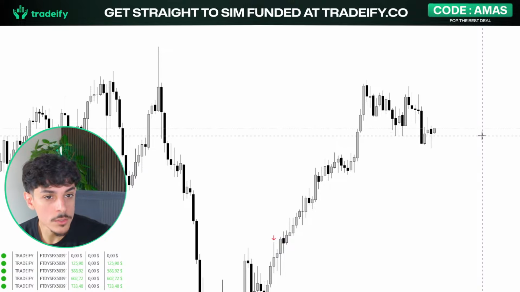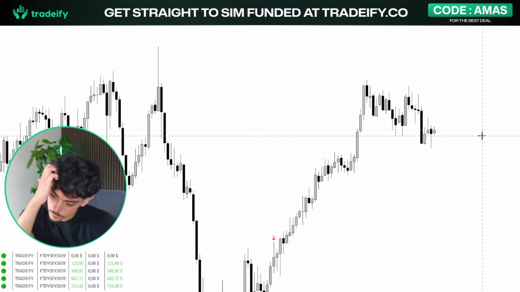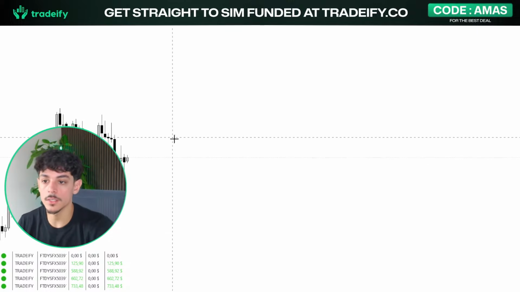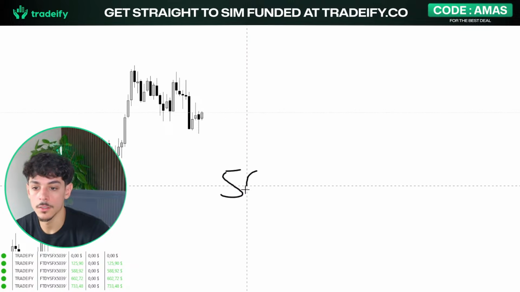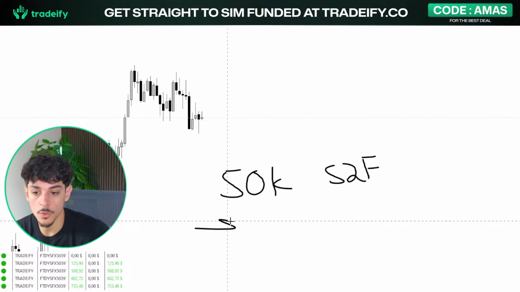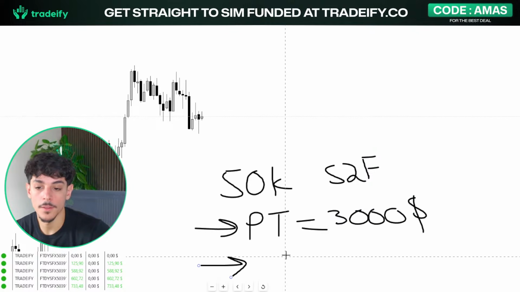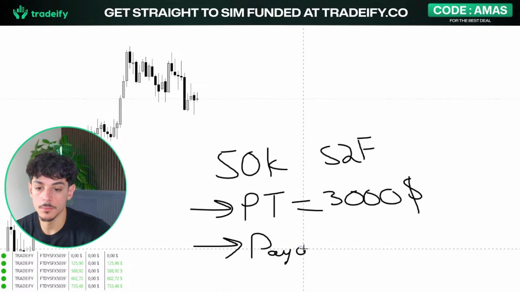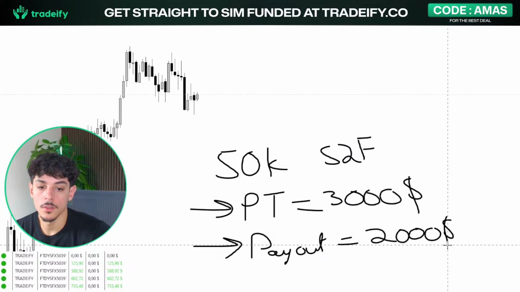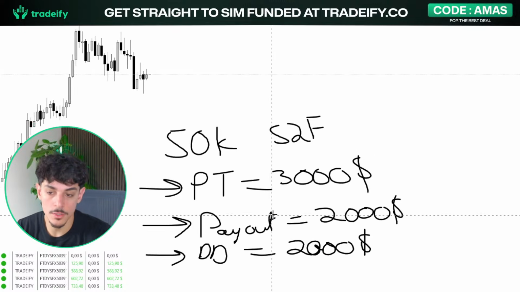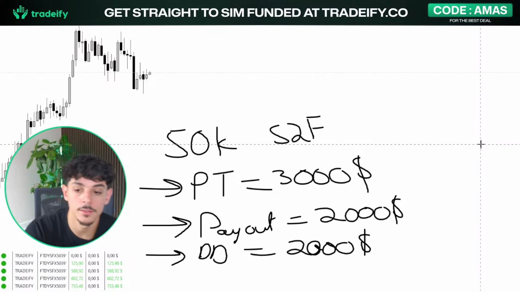One advice for trading straight to a sim funded account. I'm used to accounts with consistency rules. Are you used to accounts without consistency rules? Okay. I would suggest you go pretty light. If you have a 50k straight to funded account, it means that your profit target is 3,000, your payout is going to be 2,000, and your drawdown is 2,000. So if your drawdown is 2,000 and your profit target is 3,000, then do the math.